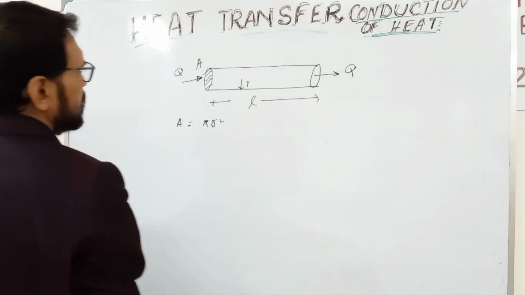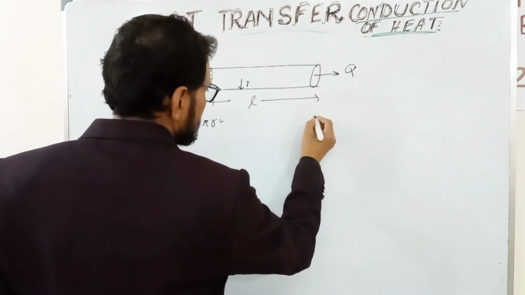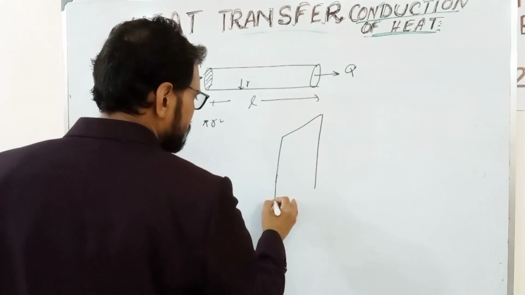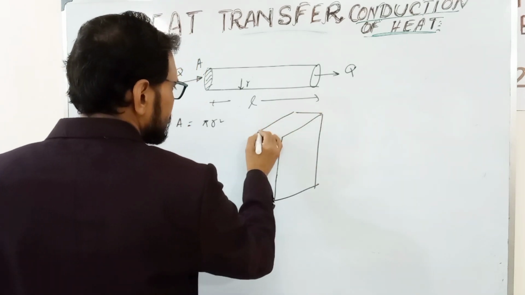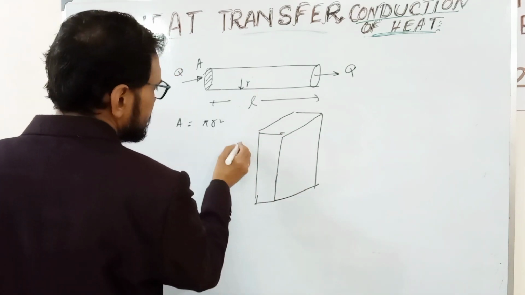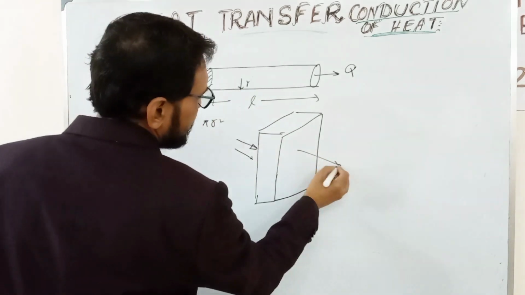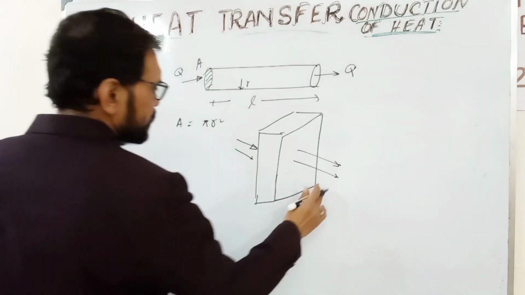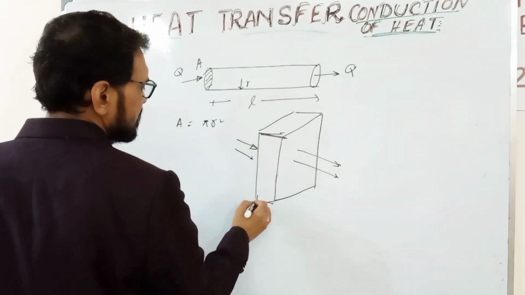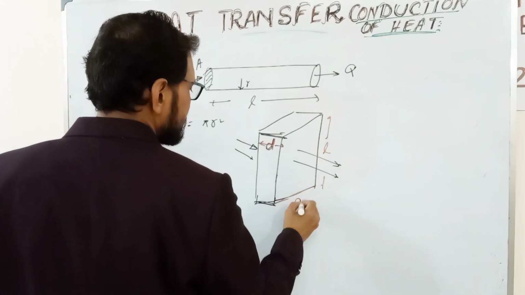Now suppose a slab, a metal plate. Suppose heat enters on this side and heat emerges from this side. The thickness is D, the length is L, and the breadth is A.